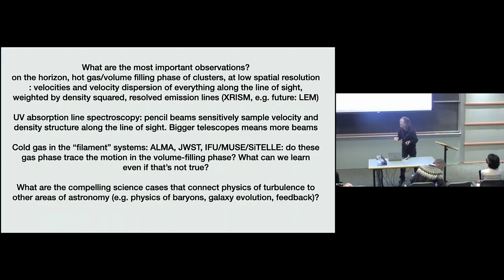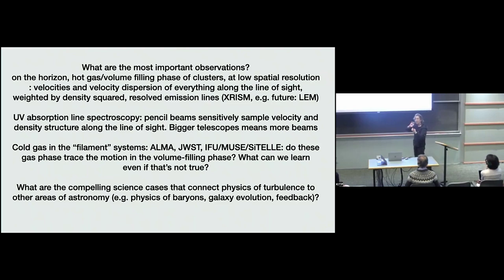So this is my last set of slides, and it's pitched at questions to you. What are the most important observations we could do as X-ray astronomers, as UV astronomers of the CGM and the ICM? On the horizon, Irina gave us a little taste of what's coming from XRISM. We're able to observe this hot gas volume filling phase of clusters. Remember, it is optically thin.